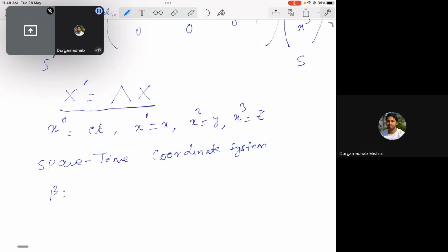Beta is just V by C, and gamma is equal to the square root of 1 minus V square by C square, which is equal to 1 over the square root of 1 minus beta square. These are just simple notations that we are using. So what is V here? V is the velocity of this reference frame, which is moving at a velocity v.